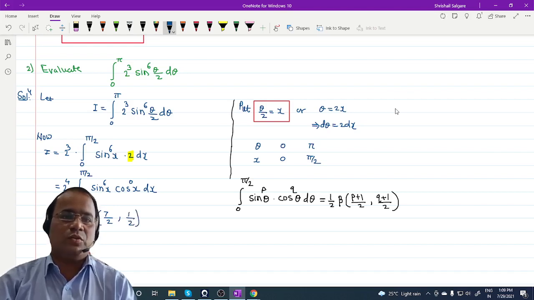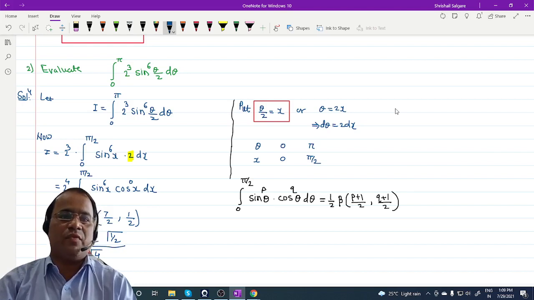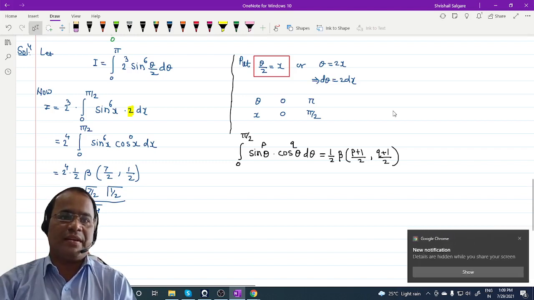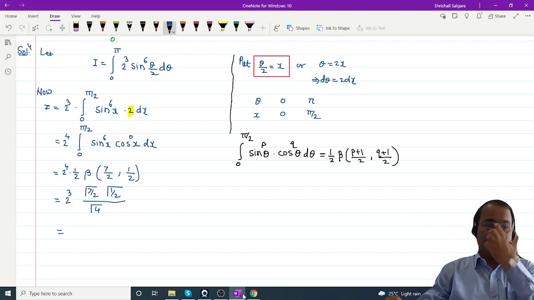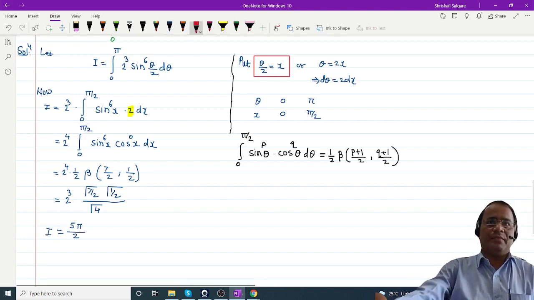So further, 2 raised to 4 divided by 2 raised to 3 comes as 2 raised to 3. It can be written as gamma of 7 by 2 into gamma of 1 by 2, that whole divided by gamma of (7 plus 1) by 2, that is gamma of 4. Now I will give 1 or 2 minutes, just try to simplify and find the answer. So the answer, if you simplify, comes as 5 pi divided by 2. This is our I. I think all of you obtained that.